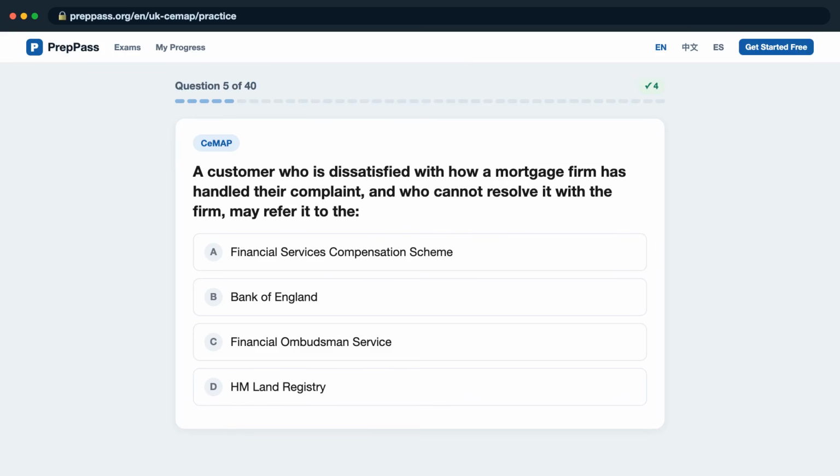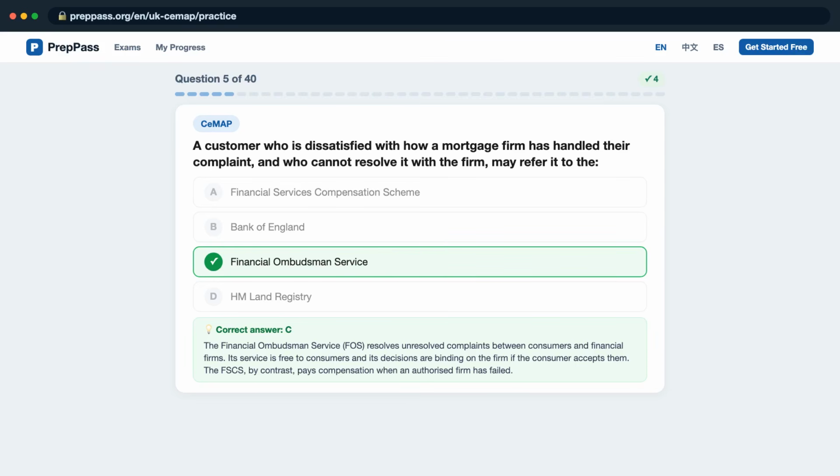Question 5. A customer who is dissatisfied with how a mortgage firm has handled their complaint, and who cannot resolve it with the firm, may refer it to the, is it A, Financial Services Compensation Scheme? B, Bank of England? C, Financial Ombudsman Service? D, Land Registry? The correct answer is C.